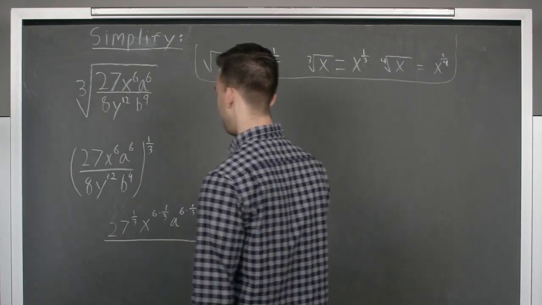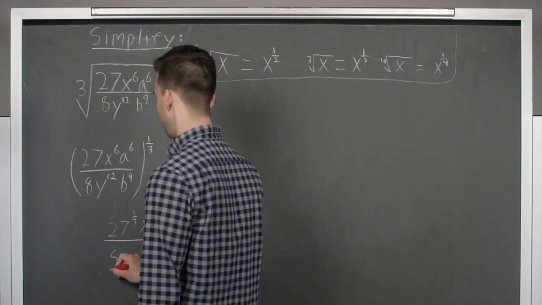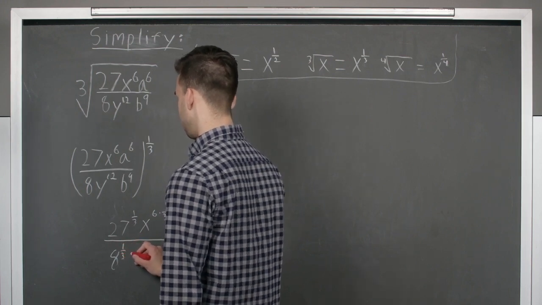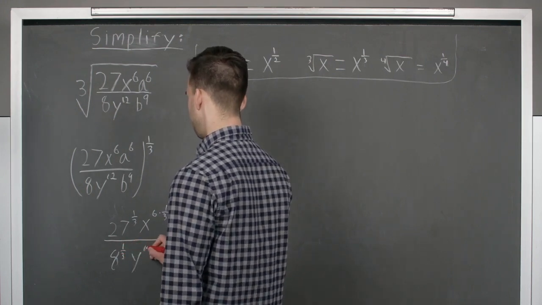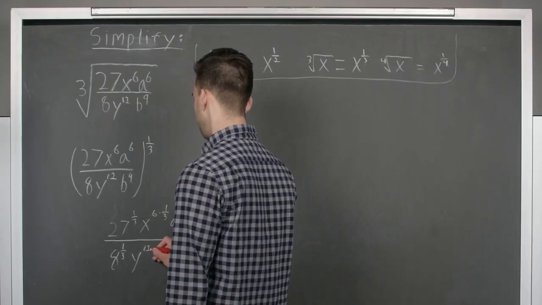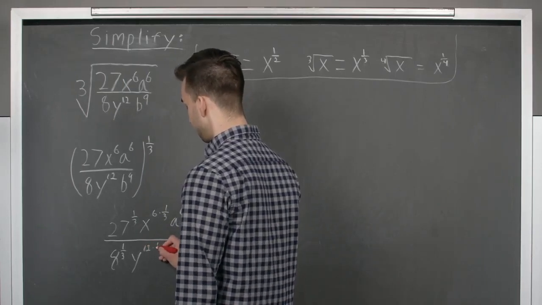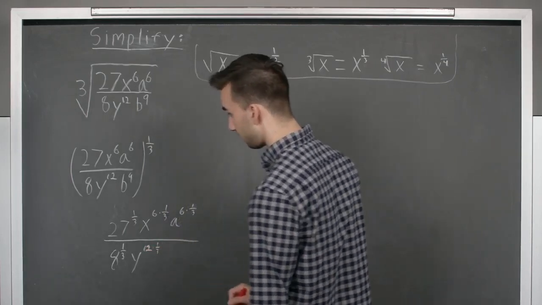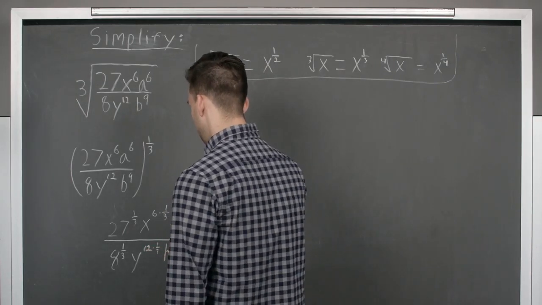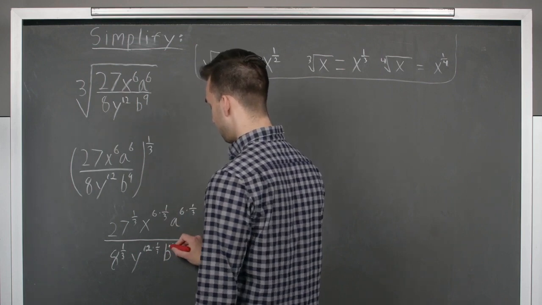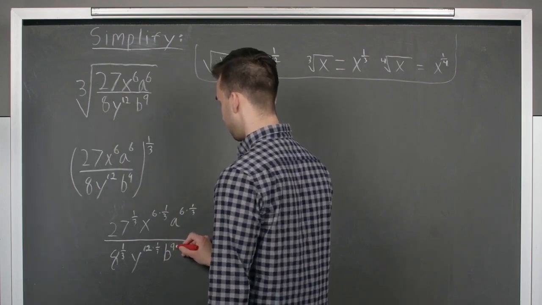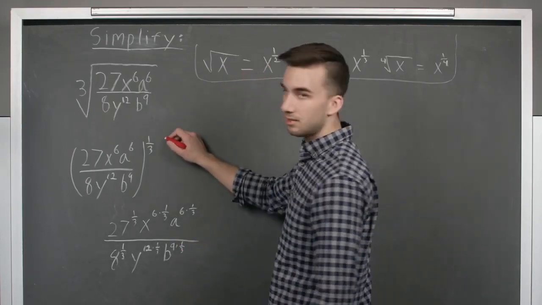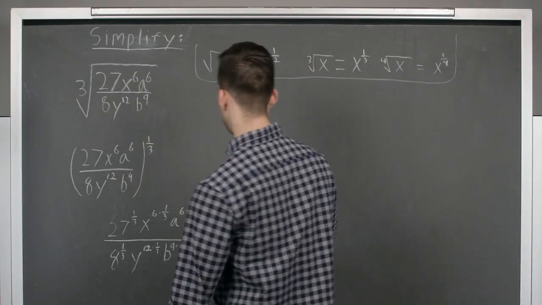Then we have our bottom. We have 8 to the power of 1 over 3, times y to the power of 12 times 1 over 3. Sorry, it does not look like a 12. And then b to the power of 9 times our outside exponent, 1 over 3. So we did the exponent. Let's continue simplifying.